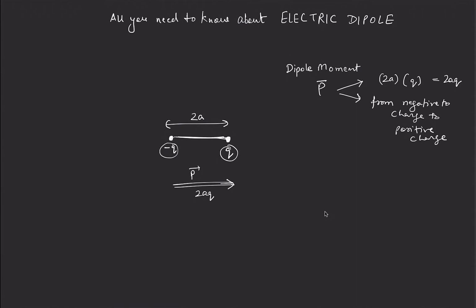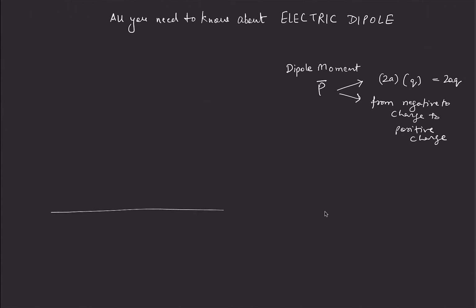So there is a derivation that can come in CBSE exams, that you are given an electric dipole and you have to find the field due to this electric dipole at some point on the axis, on the dipole axis. So let's say we choose this point to be the origin, which is the center of the line joining the negative and the positive charge.